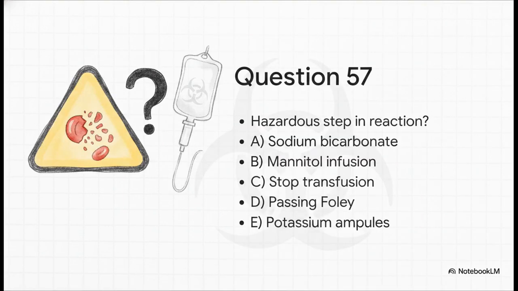A patient develops a major hemolytic transfusion reaction due to ABO incompatibility. Which step is hazardous? A. Addition of sodium bicarbonate to fluids. B. Infusion of mannitol. C. Immediately stop transfusion. D. Passing Foley catheter. E. Addition of potassium ampules to fluids.